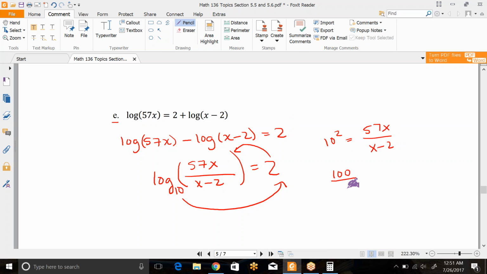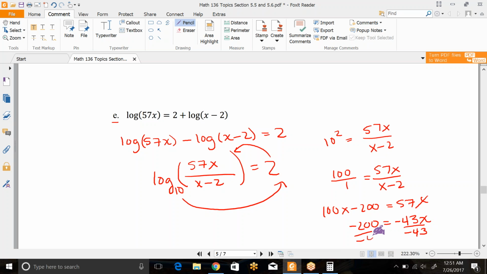That's 100 over 1 equals 57x over x minus 2. Cross multiply, we get 100x minus 200 equals 57x. Subtract the 100x over, that's going to be negative 43x. Divide by negative 43. So this is going to be 200 over 43.